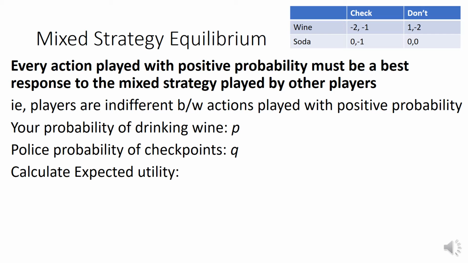All we did was figure out an indifference condition. The police are at a mixed strategy equilibrium if your actions are a best response to their probability distribution. That's how we get this indifference condition. You are indifferent between drinking wine and not if they are setting up checkpoints optimally. Their optimal probability for setting up checkpoints is 1/3. So they set up checkpoints 1/3 of the time.